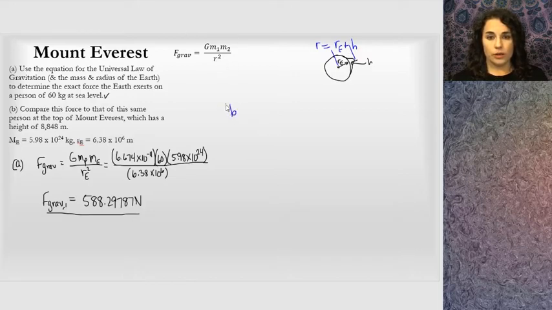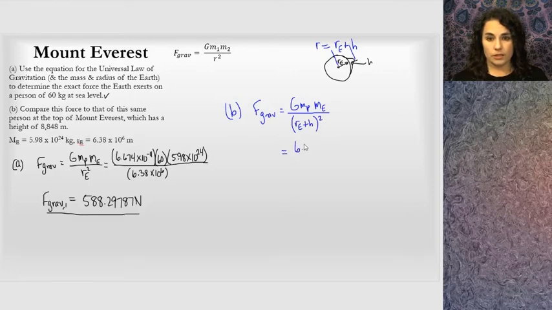So when I write this out, I'm just going to use F grav again equals G, mass of the person, mass of the Earth over the radius squared. So we have G, mass of the person, mass of the Earth over radius squared. And I'm going to note in this situation again, this is going to be radius of the Earth plus the height of the mountain, quantity squared.